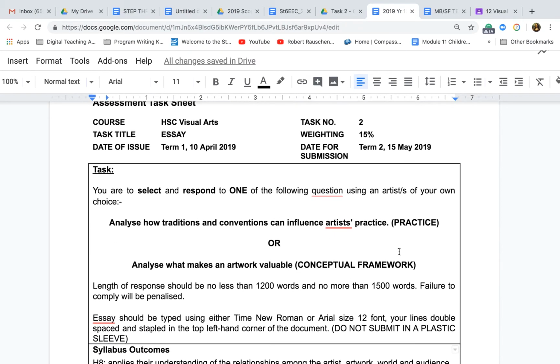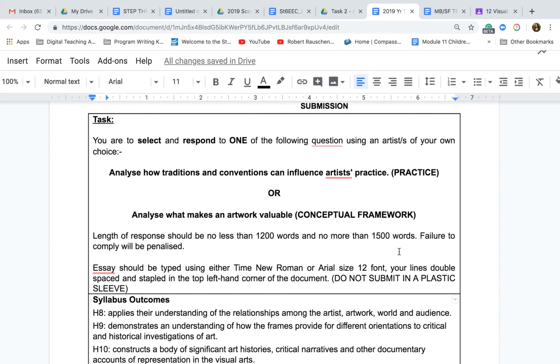Now, essentially, this task requires you to address only one of the 2 essay questions proposed. One is a practice question and one is a conceptual framework question. It's completely up to you which one you want to go with. They are completely different and require a different set of skills and a different way of analyzing artists and artworks. You go with your strength, with what you feel comfortable with.